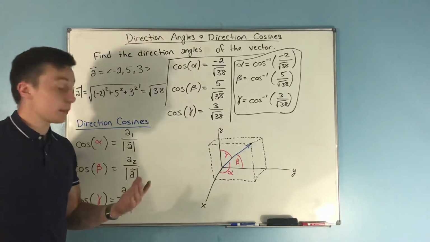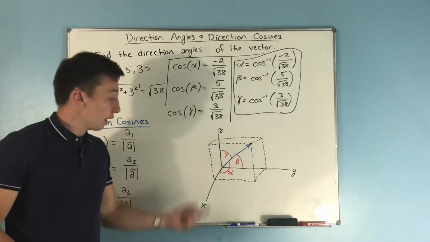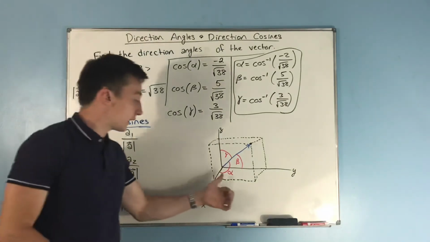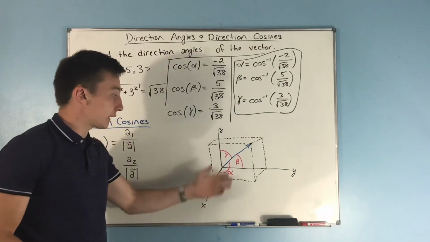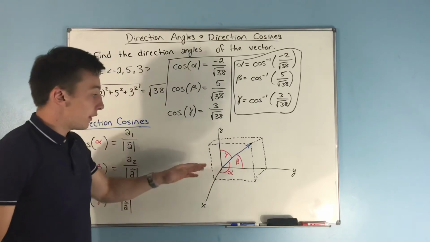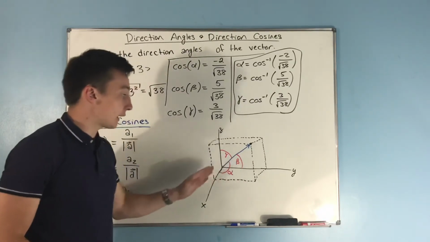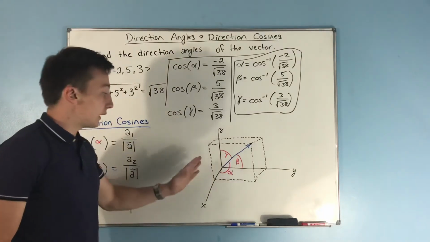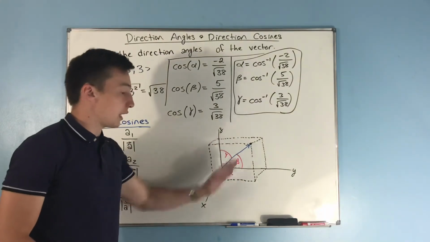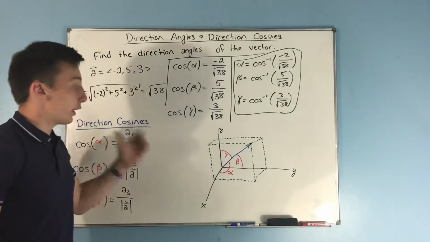Okay, what are they representing? They're representing this. Alpha is the angle between the positive x-axis and your vector. Beta is the angle between the positive y-axis and the vector, and gamma is the angle between the positive z-axis and your vector. Okay, so that is what we are finding here.